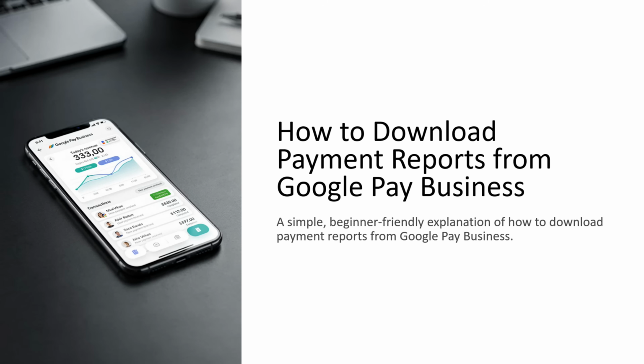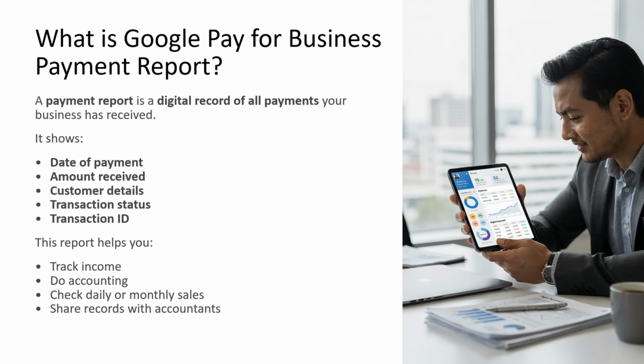This video will explain how to download payment reports from Google Pay Business. First, we will see what is Google Pay for Business Payment Report. A payment report is a digital record of all payments your business has received. It shows date of payment, amount received, customer details, transaction status, and transaction ID. These reports help you to track income, do accounting, check daily or monthly sales, share records with accountants.